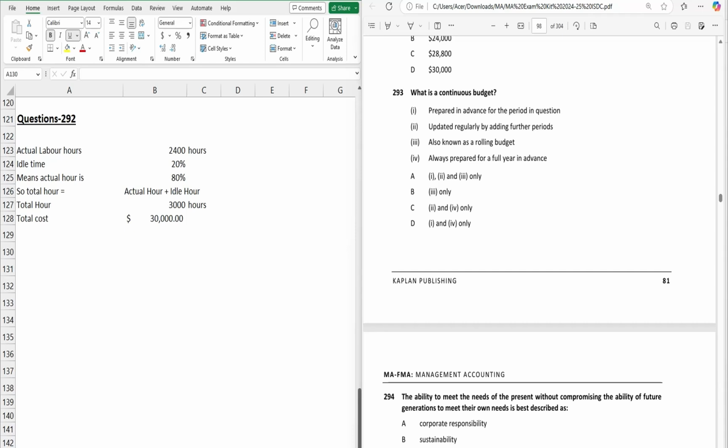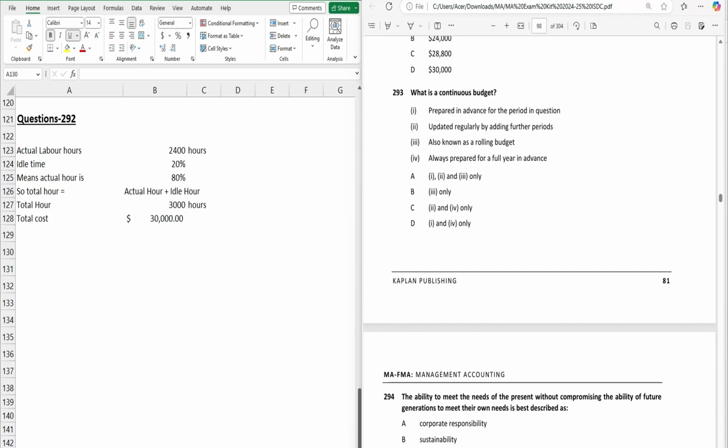So this is the main feature of the continuous budget. It is also known as a rolling budget. For example, if you prepare a 12-month budget from January to December, once January ends, you will add the next January of the following year. So the budget always covers a 12-month horizon, and this ensures that the budget remains relevant.